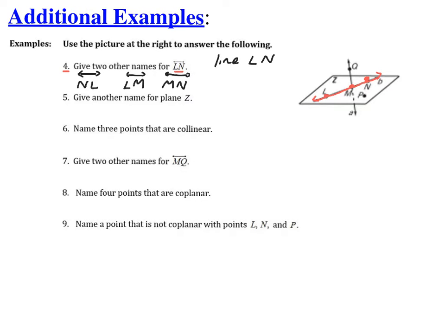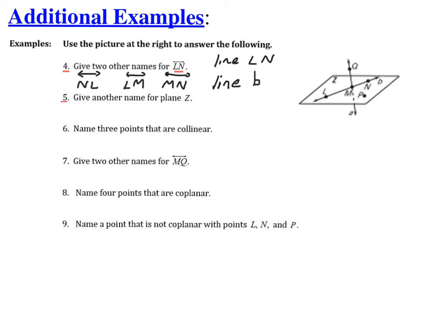The other thing I want you to notice is that you can use that lowercase letter at the end that I mentioned before. In this case, it's not cursive, but it is that single letter that's clearly not a point because it's not capital, it's not bold, it's not the name of the plane. So I could use that to name my line. So if I want to, I can just call it line B.